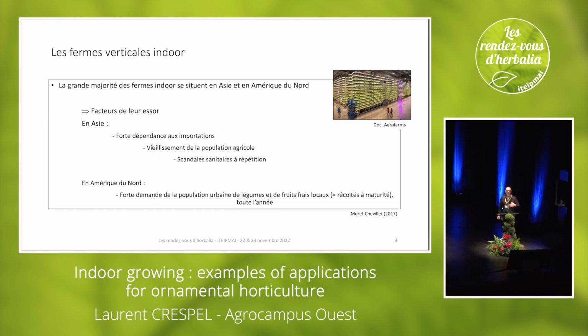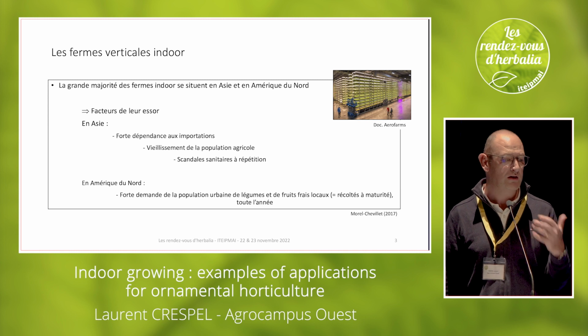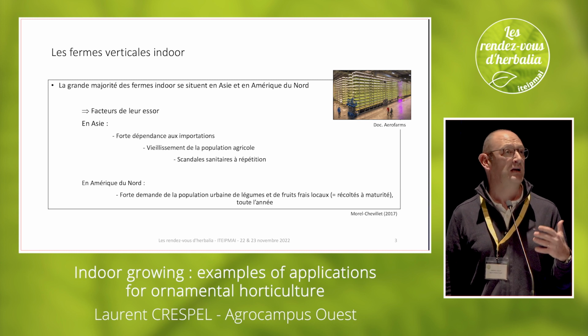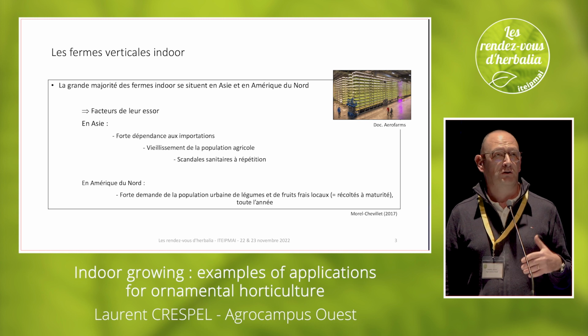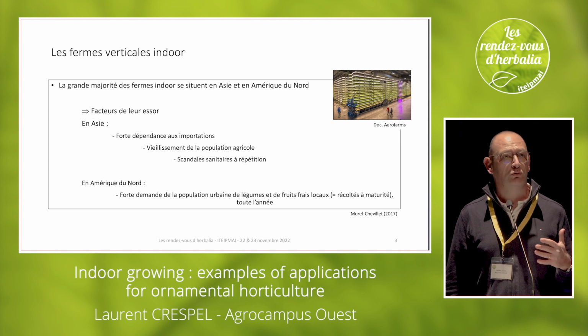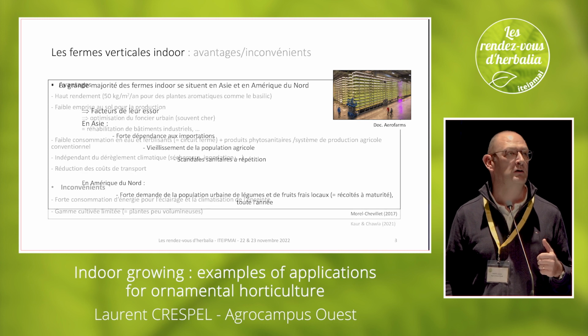Those systems were developed especially in Asia and in North America. Why? In Asia, well, we can take the example of Japan. It's a country that strongly depends on food import. It also has an aging agricultural population, and it had to face a series of health scandals. And in North America, we have a large urban population that really eat a lot of local vegetables and fruits all year long. So in those regions of the world, it promoted indoor vertical farms.